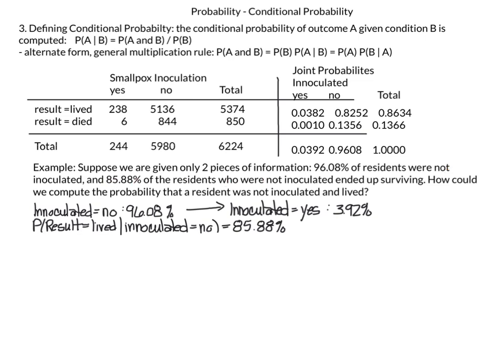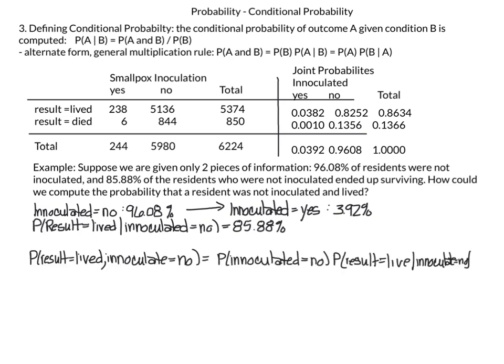Our second piece of information: 85.88% of residents who were not inoculated ended up surviving. So the result was they lived, given that inoculated was equal to no, 85.88%. And now we want to know the probability that a resident was not inoculated and lived. So our two variables are inoculated and lived. Let's write that conditional probability. Probability result equals lived and inoculated equals no.